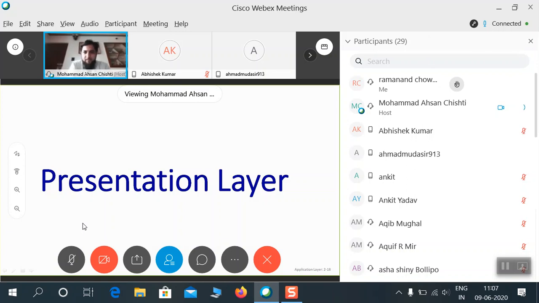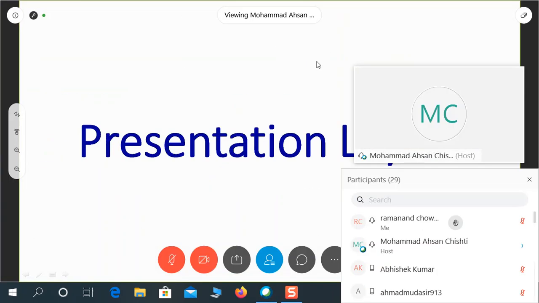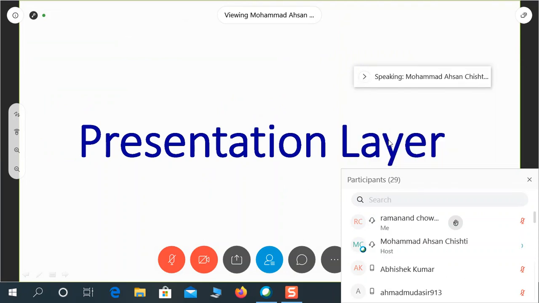And let's start with today's lecture. That is about the presentation layer. Regarding the presentation layer, if we go from bottom to up approach, the presentation layer forms the sixth layer of the OSI reference model protocol stack. From top to down, obviously the second layer.